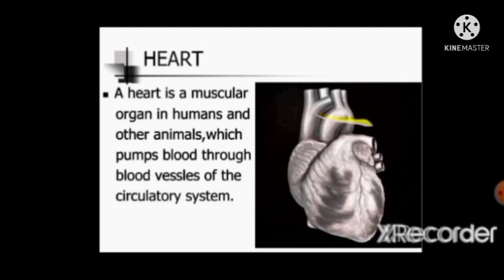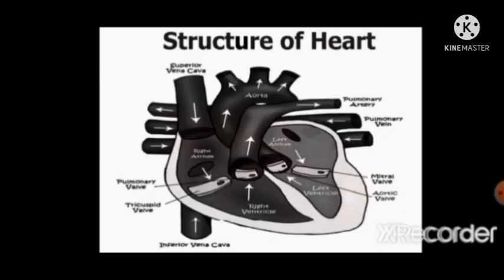Heart. The heart is a muscular organ, as we know, in humans and other animals, which pumps blood through blood vessels of the circulatory system. This is the basic function of the human heart, to pump the blood to the overall body and to oxygenate the blood via the lungs. This is the basic structure of the heart.